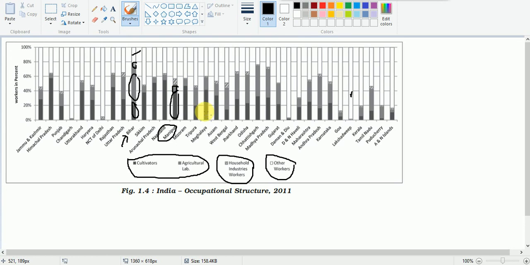Agricultural laborer means working in the other agricultural field. Okay, agricultural laborers do not have their own land. They are working in the agricultural fields of others. Okay, and we have a smaller number of industrial workers, meaning working in the secondary sector. So in this way, these show the distribution of occupational structure in different states of India.